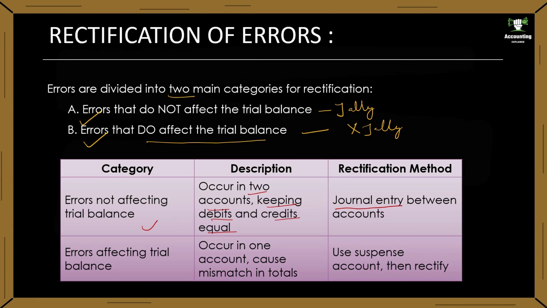Next is your errors affecting trial balance. In this case, trial balance will not tally. These occur in one account, causing mismatch in totals. For example, if you have avoided taking the salary account at all to your trial balance, then your trial balance will not tally. So there is a mismatch in totals for the trial balance. In that case, for identifying the errors, first you have to open the suspense account and then tally the trial balance. Then you have to identify the error and then rectify those errors.